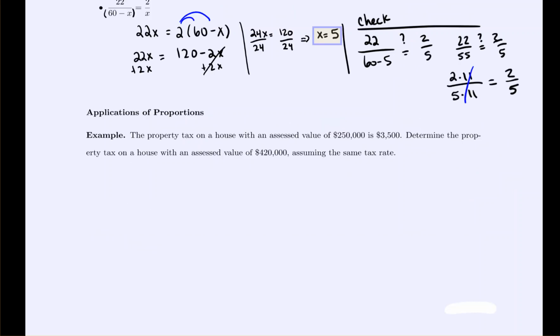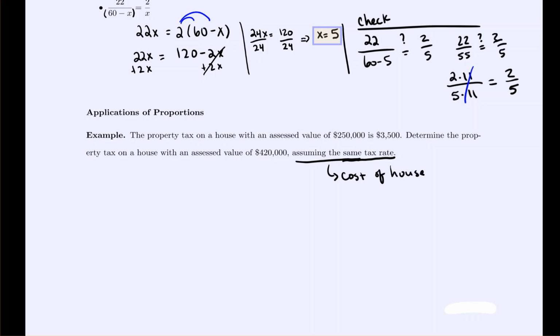Next, we're going to solve some word problems involving proportions. Let's read our first example. The property tax on a house with an assessed value of $250,000 is $3,500. Determine the property tax with an assessed value of $420,000, so a more expensive house, assuming the same tax rate.